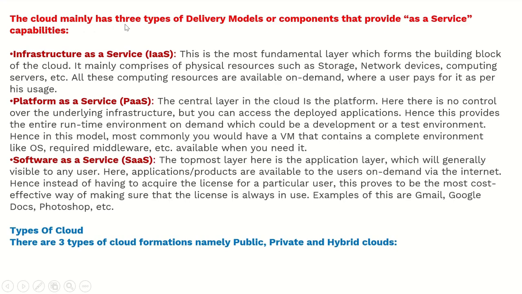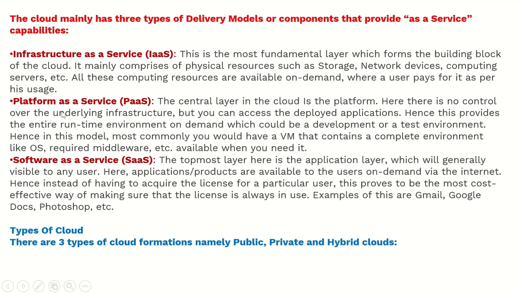The cloud mainly has three types of delivery models and components that provide as-a-service capabilities. You can see here infrastructure as a service, that is IaaS. This is the most fundamental layer, which forms the building block of the cloud. It mainly comprises physical resources such as storage, network devices, computing services, servers, etc. All these computing resources are available on demand, where a user pays for it as per usage.